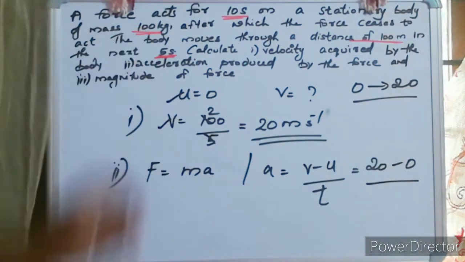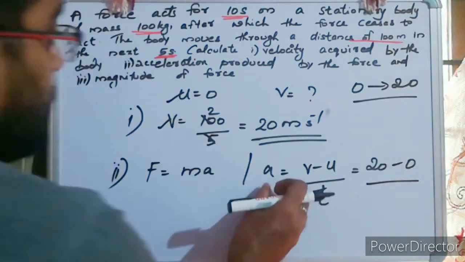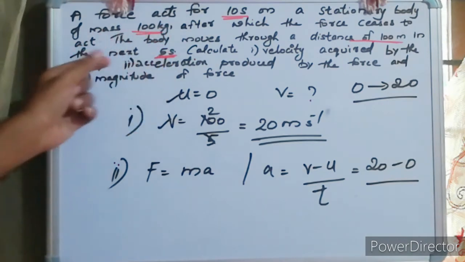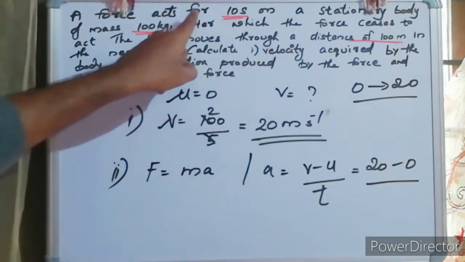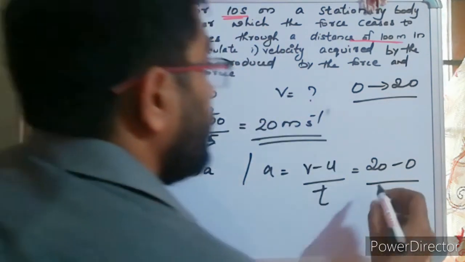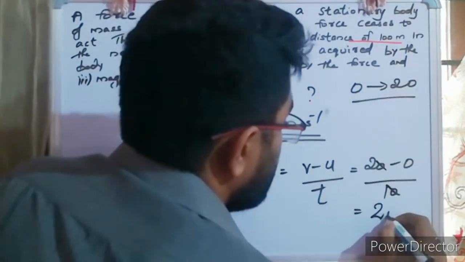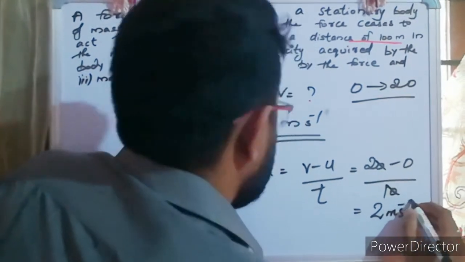So what is the time now? The body is getting accelerated because of the force you apply, and that force was in action for 10 seconds. So 20 minus 0 divided by 10. So you will get 2 meter second raised to minus 2.